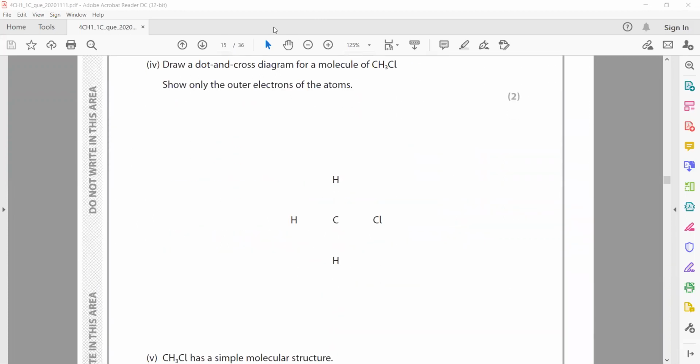Draw dot and cross diagram. Carbon belongs to group 6, so it will, sorry, by mistake. Carbon belongs to group 4, it will share 4 electrons. Chlorine belongs to group 7, it will share 1, and hydrogen will also share 1. But chlorine belongs to group 7, so there should be 6 unshared electrons on chlorine.